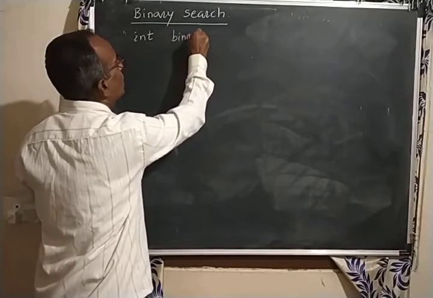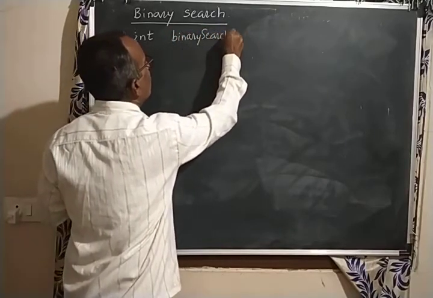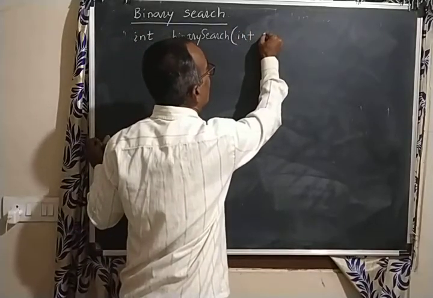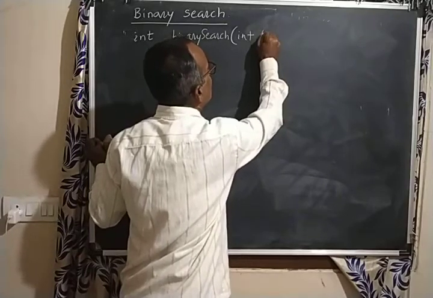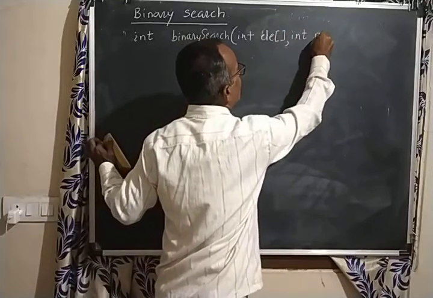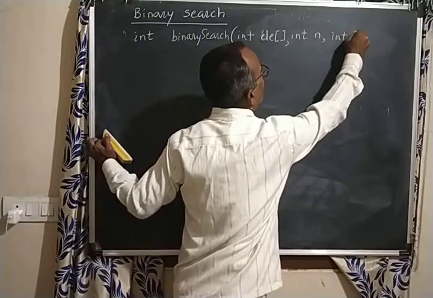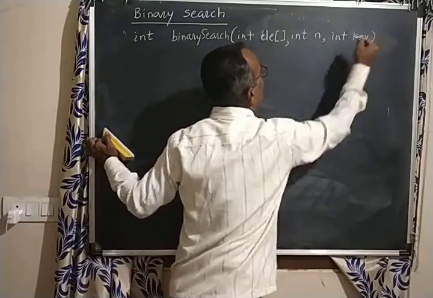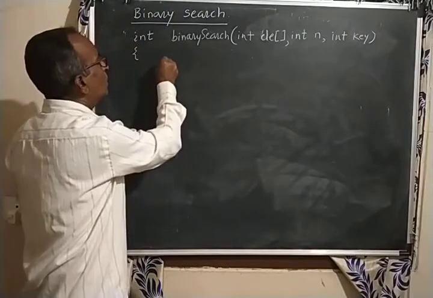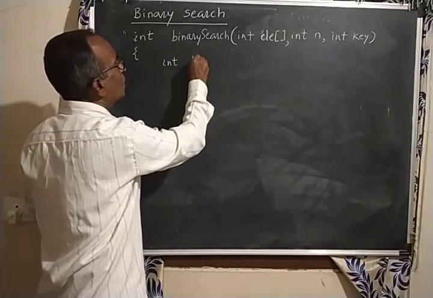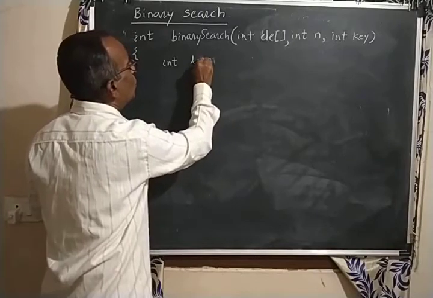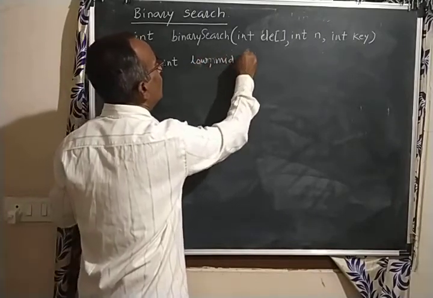So binary search, what we have to pass is array. I'll take array, suppose, element array. I have to get number of elements in that, and I have to give what you are searching for. These three parameters are required. Now I require these three variables. I'll write low, mid, high.